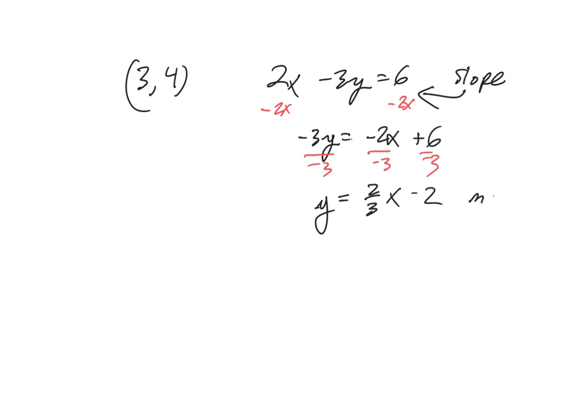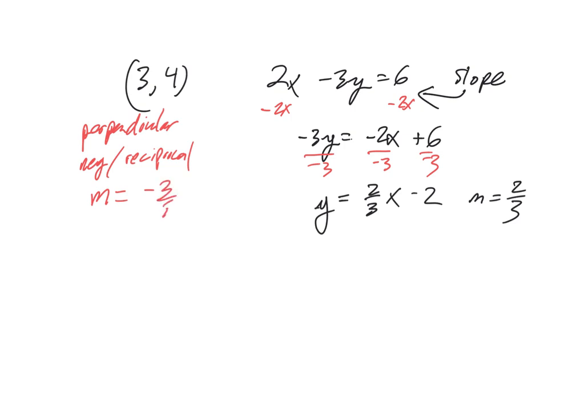So the slope of this equation is 2/3. And the question says I want to be perpendicular, which means negative reciprocal when I'm talking about slopes. So the slope of this line will be negative 3/2. So once again, I take this and make it negative, and the reciprocal means I flip it. That will be the slope of my new line.